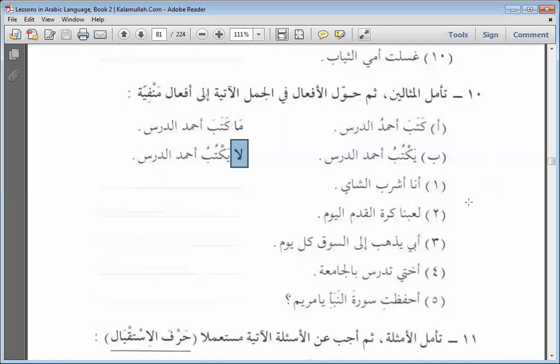All right, so let's see which one we use in each of these following cases to make the sentence. What do we have here? أنا أشرب الشاي. I am drinking tea. How do we negate that? Do we use ma or la? Ashrabu is a present tense verb. So therefore we use the لا.